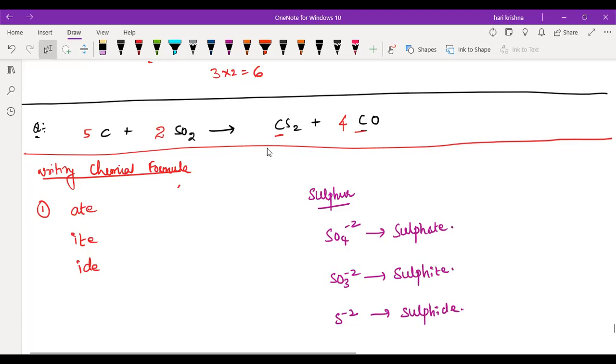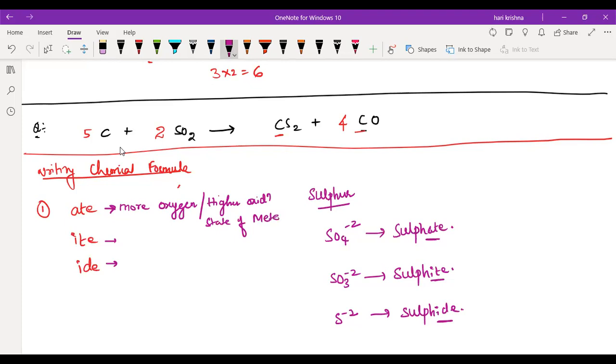Understanding? Then why do we mention this SO4 minus 2 as a sulfate? On what basis are we writing this? Can you hear me? Yes, sir. So the ate group is used when there are more oxygens in the given ion, or a higher oxidation state of the metal. The ite group is used when there are fewer oxygens, and the ide group is used when there are no oxygens. Understanding these 3?